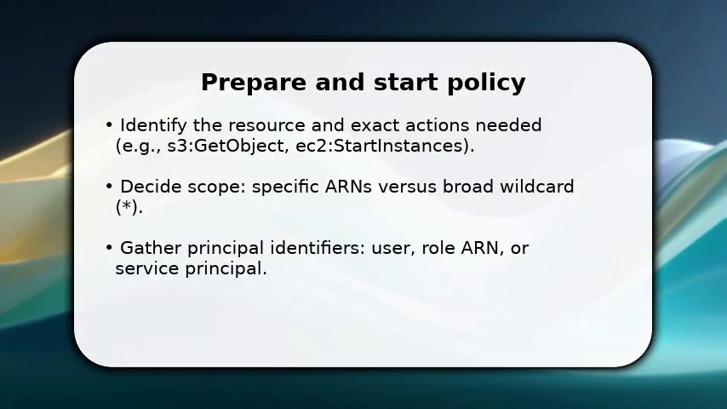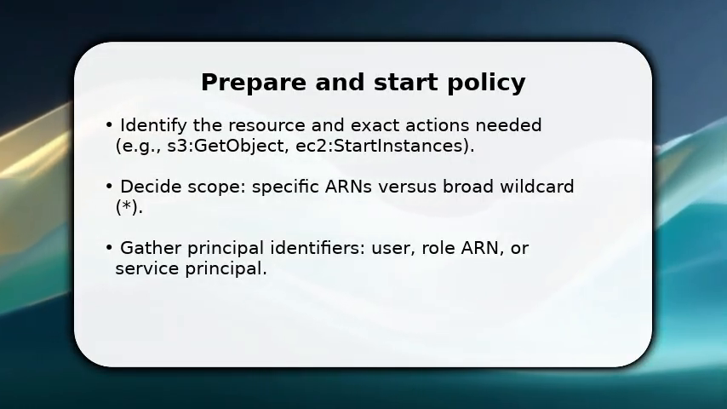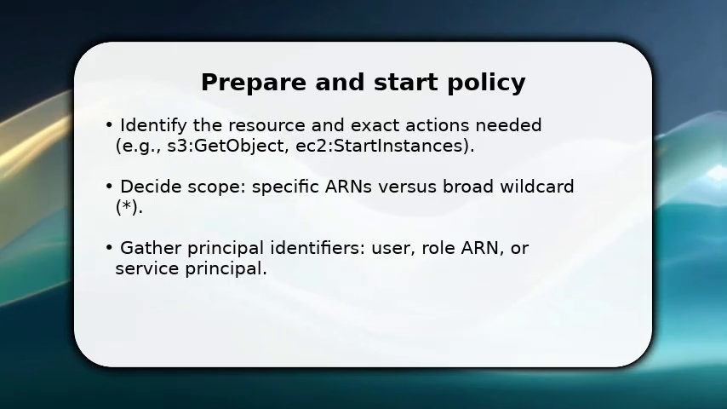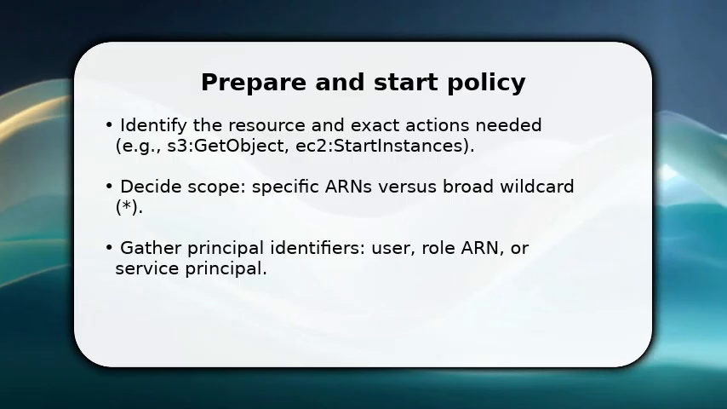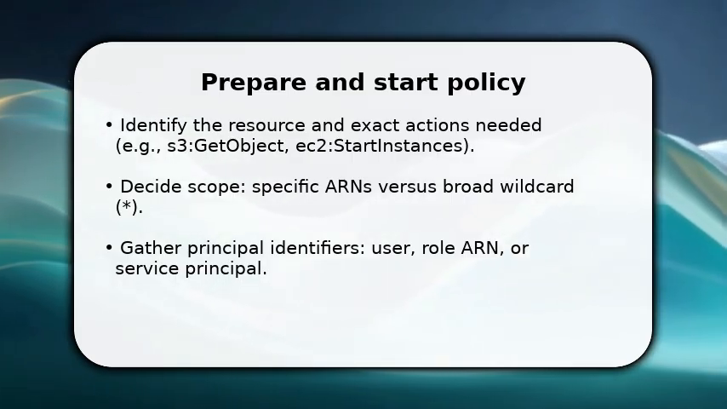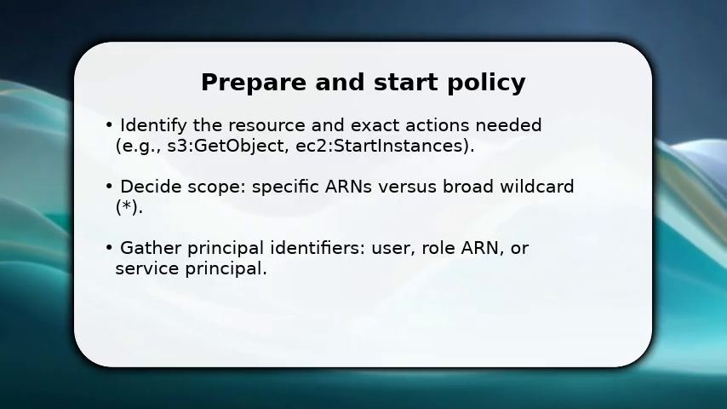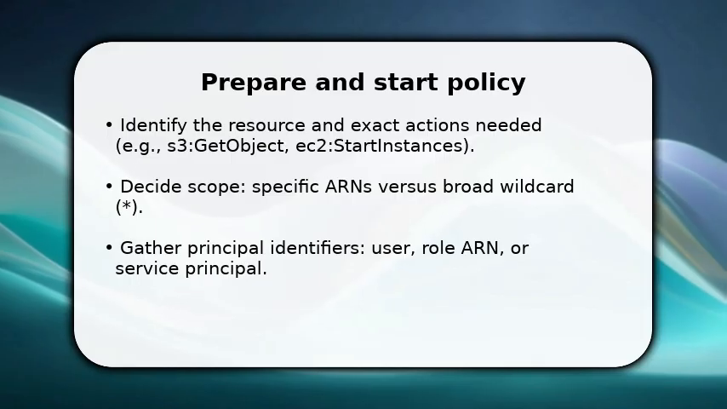You begin by clarifying what must be allowed and to whom. Think in verbs and resource ARNs. Once done, choose least privilege. Prefer specific ARNs over wildcards because narrower scope reduces blast radius. Make sure to collect principal identifiers such as usernames, role ARNs, or service principals so you can bind the policy.